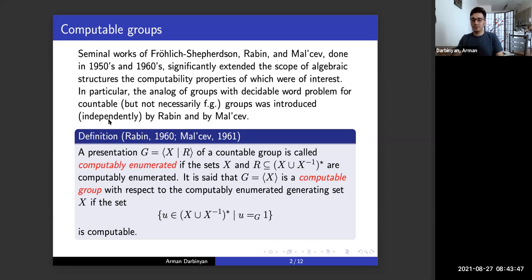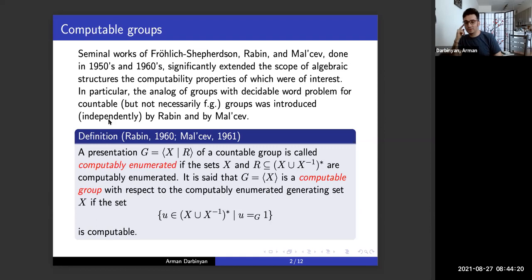It must be noted that there exist computable groups that are not computable with respect to some particular enumeration, which is natural, right? But there are also groups which are not computable with respect to any enumeration. One can think about computable groups as a generalization of groups with decidable word problem, but not restricted to the case of finitely generated groups. So this class of groups includes also not necessarily finitely generated countable groups.